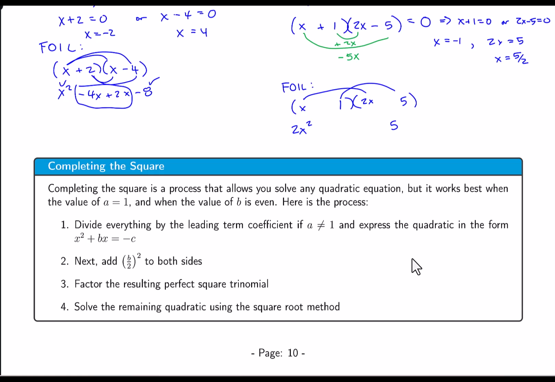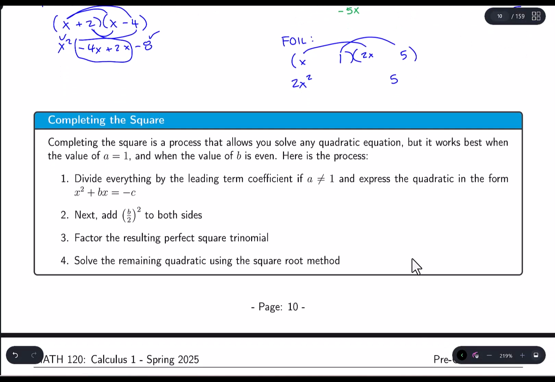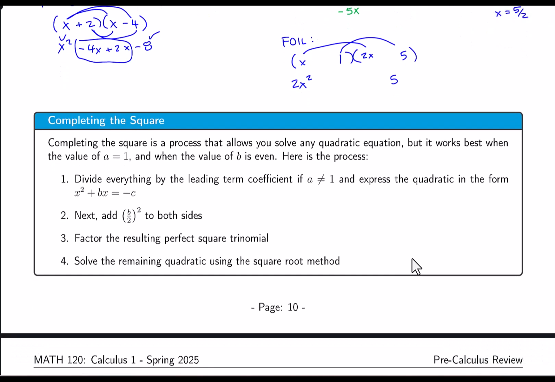All right, when you are completing the square, one thing that you need is, first off, the leading term coefficient to be 1. And it's best if the middle term, so the term that's multiplying x, is an even value. That just prevents any kind of fractions throughout. And that's sort of how I determine if I'm going to use completing the square or if I'm going to use the quadratic formula. It usually comes down to if that middle term is even or odd. But this is the process.